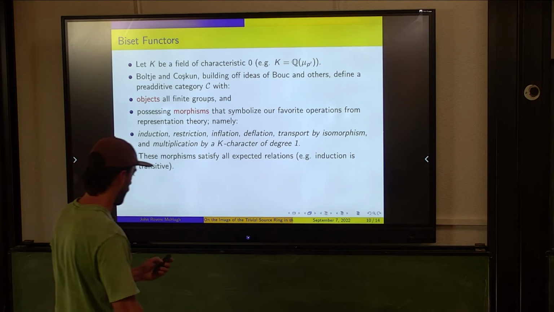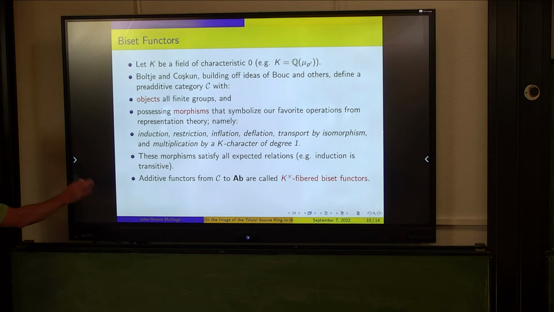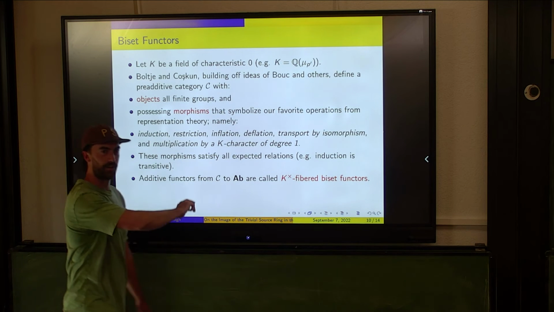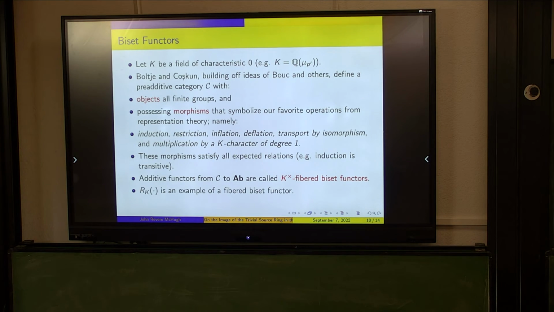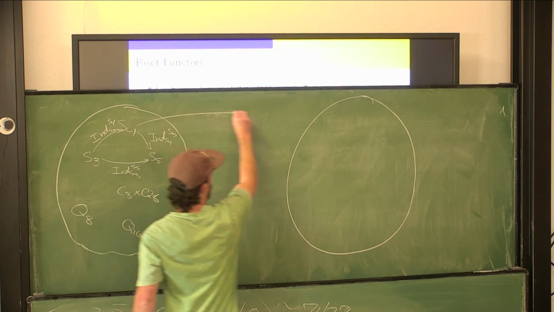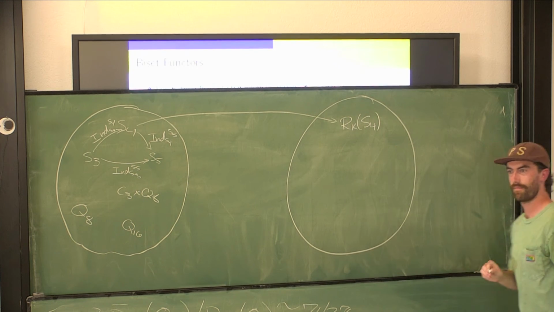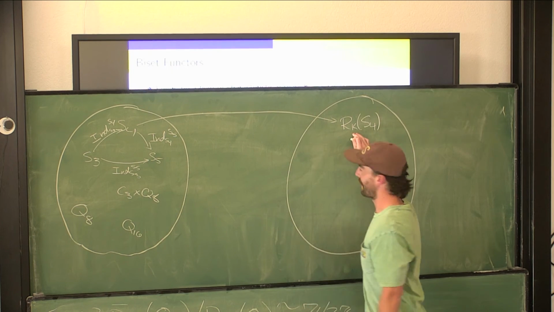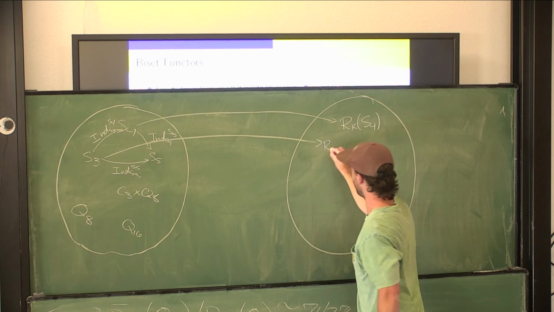Now, what is this category good for? On it, we can define things that are called k-cross fibered biset functors, or just biset functors, which are additive functors from this category to the category of abelian groups. An example of such a thing is the functor which takes a group, let's say S4, and maps it to the virtual character ring at S4. So instead of computing the virtual character ring for a given group, what I'm doing now is thinking of computing it for all of the groups at the same time.